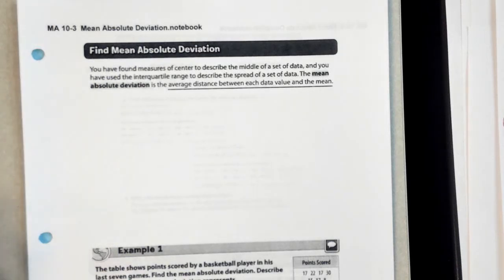Lesson 10.3 is talking about mean absolute deviation, and we've talked about our measures of center. Measures of center, remember, are mean, median, mode. And we've talked about our measures of variability. Remember, that's our range and our interquartile range. Measures of variability talk about how spread out things are, or if they're very close together, the consistency of them. And our measures of center told us about where the middle would be, okay?